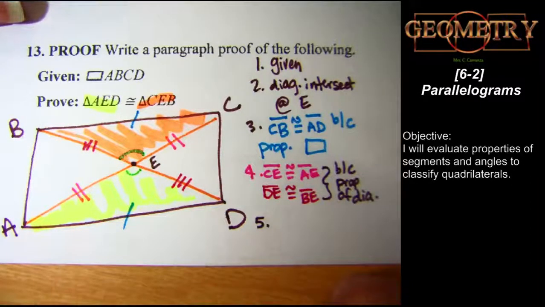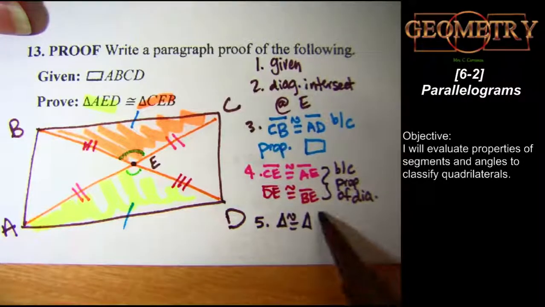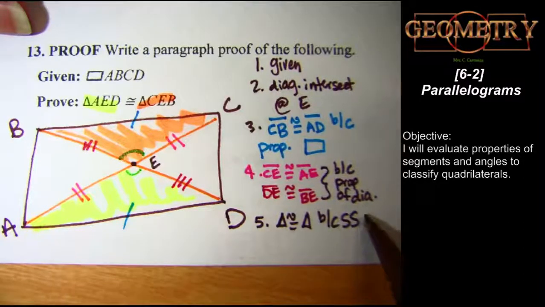Or we could get there right now, before the angles: side, side, side. Which one do you want? Doesn't matter, they're both valid. Side, side, we already have it. So the triangles are congruent because of side, side, side.